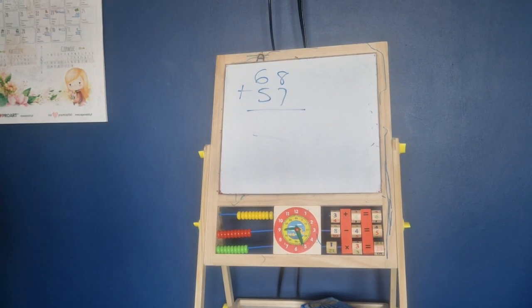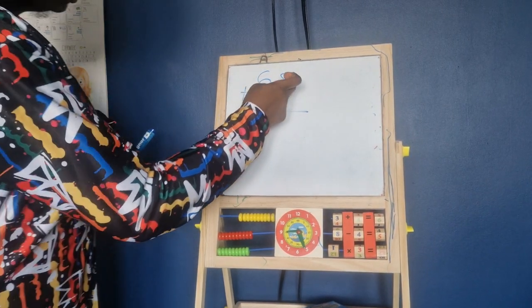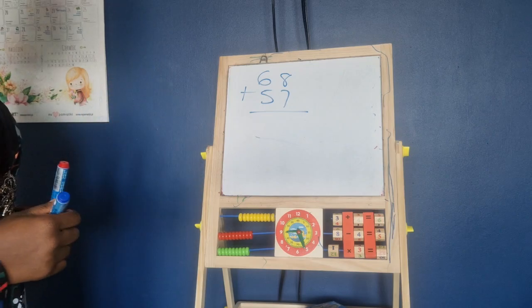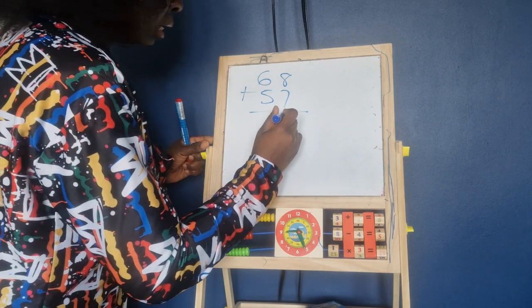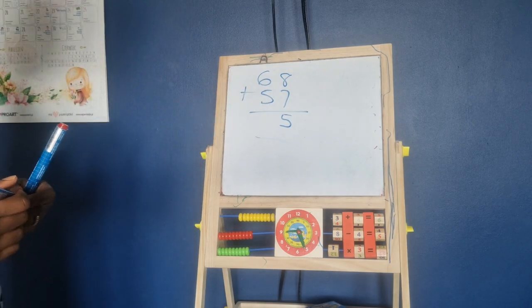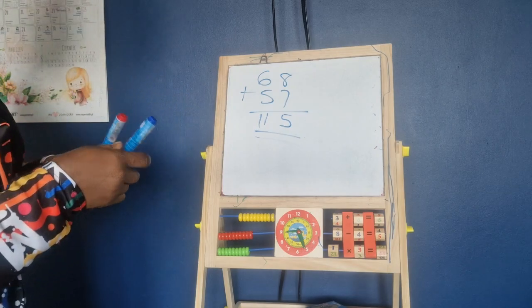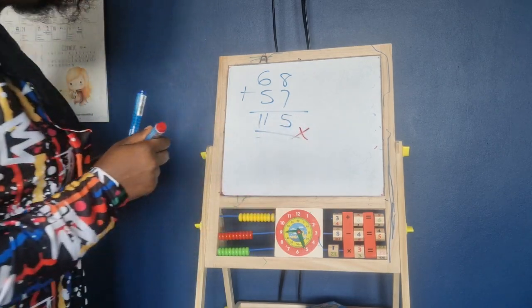The second mistake is forgetting to carry. When students add 8 plus 7, 8 plus 7 is 15. Then students write 5, and then they say 6 plus 5. 6 plus 5 is 11, and they write 11. This is wrong.